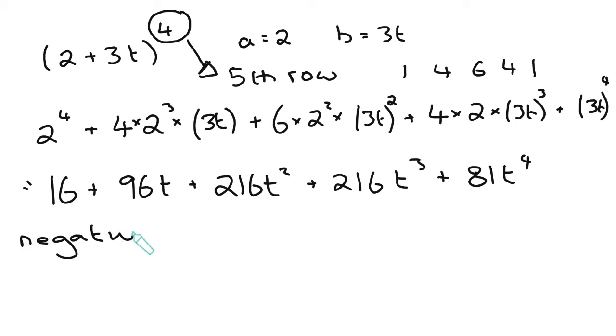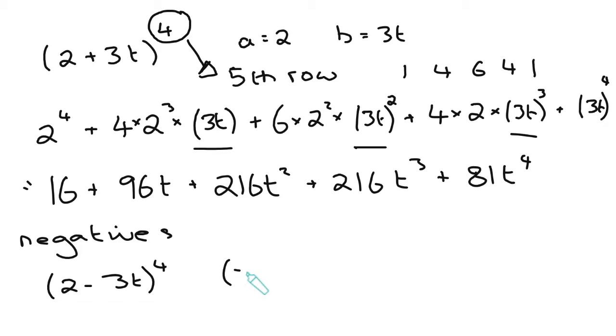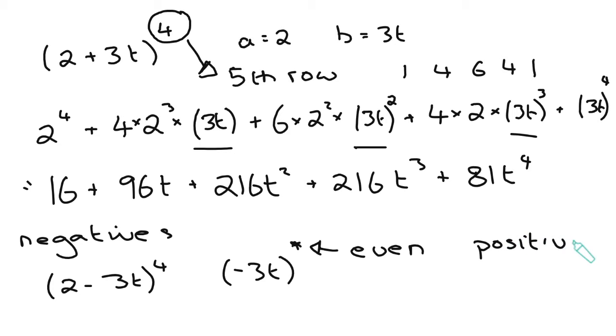Okay, what you do have to do is be really careful with negatives. That's why it can be helpful to put brackets around. So if in this example it had been (2 minus 3t) to the fourth, each of these brackets would have been minus 3t to the power of something. And so I'm sure you can see that when this power is even, all my negatives will cancel out and we'll have a positive term. And if we've got an odd power of a negative number, then we'll end up with a negative. So you just have to be really thorough and careful when you're doing these expansions.